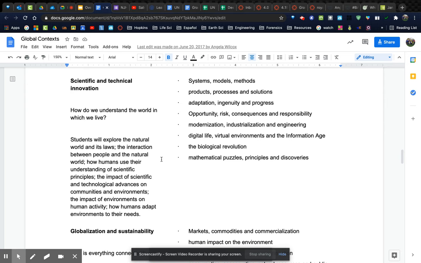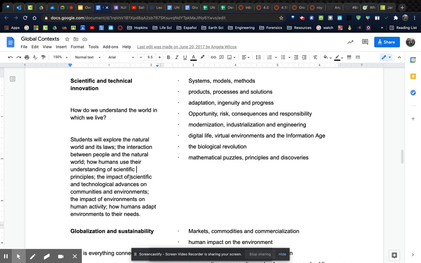So as we look at this one, Jeremy, as I read the definition, students will explore the natural world and its laws. Right. That definitely seems more connected to science, right? The interaction between people and the natural world could fit. Yeah.